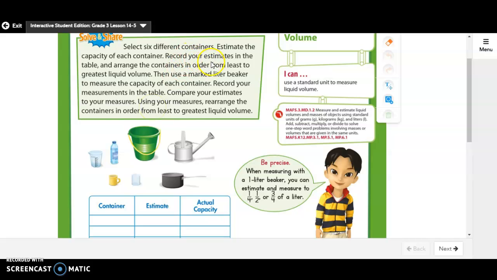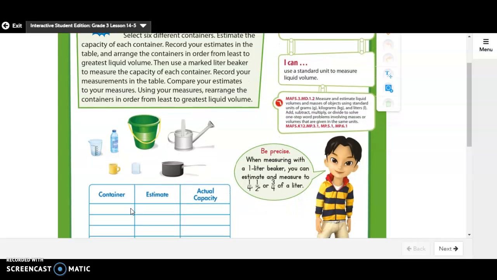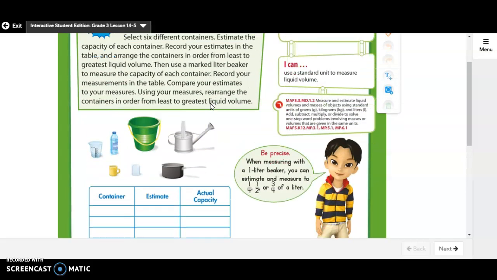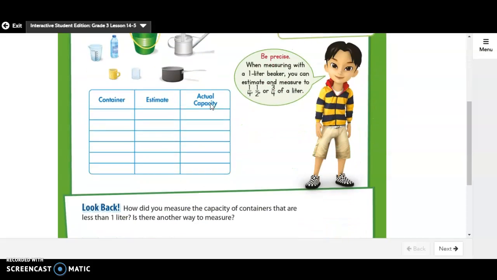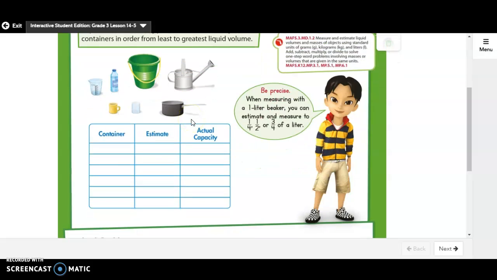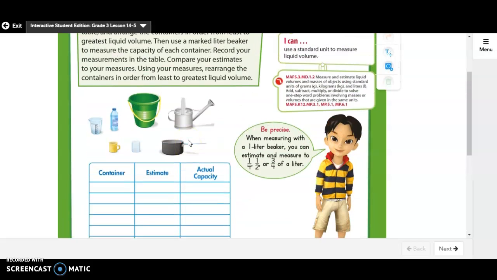Then it wants us to record our estimates in this table and arrange the containers in order from least to greatest liquid volume. Then use a marked liter beaker to measure the capacity of each container. So it really wants you to do this experiment in real life. If you'd like to do that, you can recreate this chart on a piece of paper. Grab a couple different things in your kitchen, maybe a couple of cups, a bowl, things like that, and try to measure the capacity of those different bowls and cups and things that you grab.